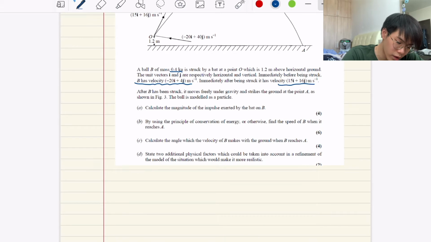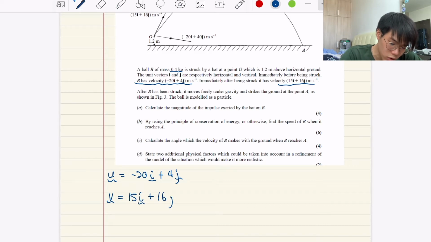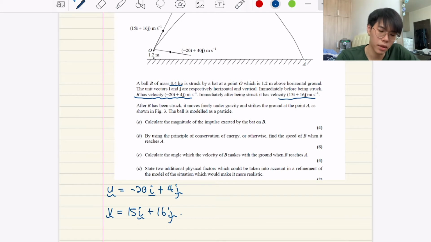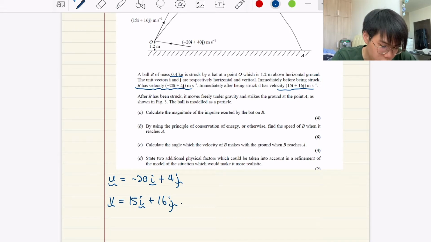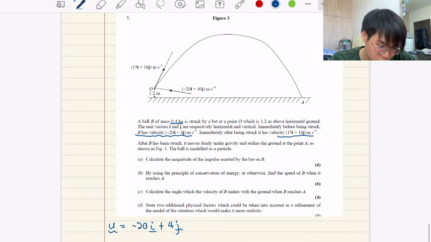So first, I need to write down u is equal to minus 20i plus 4j, and v is equal to 15i plus 16j. This is the reason I picked this question, because it includes impulse, vectors, conservation of energy, and projectiles, which is kind of a real mechanics question. After B has been struck, it moves freely under gravity and strikes the ground at the point A, as shown in figure 3 that is drawn for us.